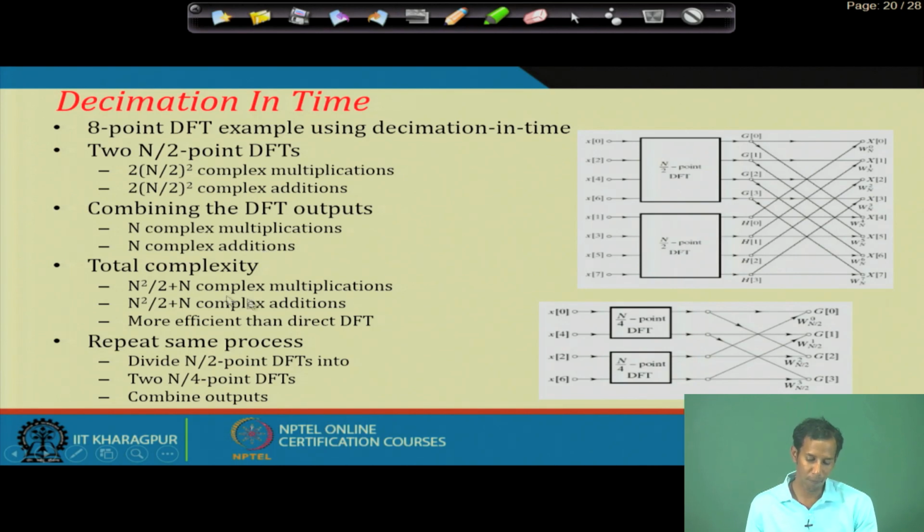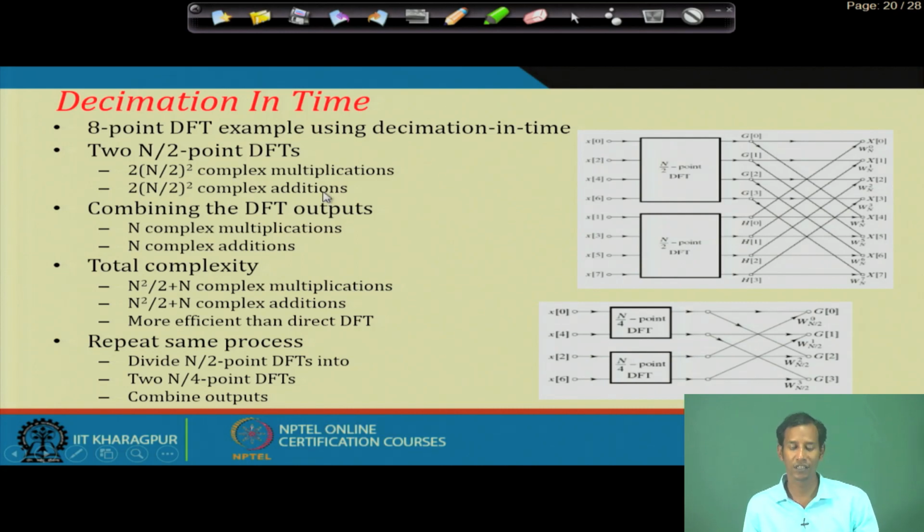So, the total complexity at that time becomes n square by 2 plus n number of complex multiplications and n square by 2 plus n number of complex additions. Now, in this particular case, if we consider an 8-point FFT again, at that time it is 32 plus 8, so 40 complex multiplications we require.